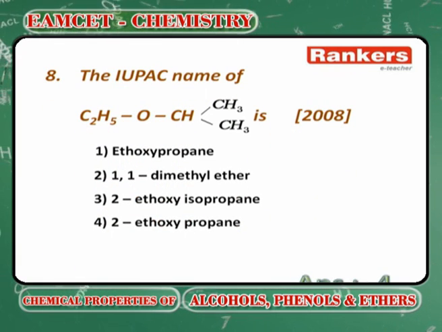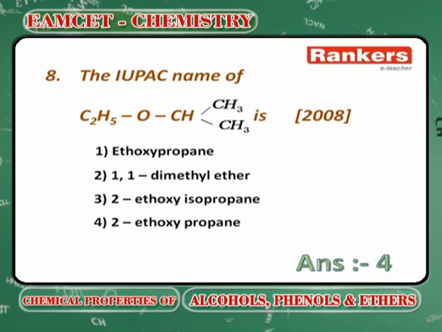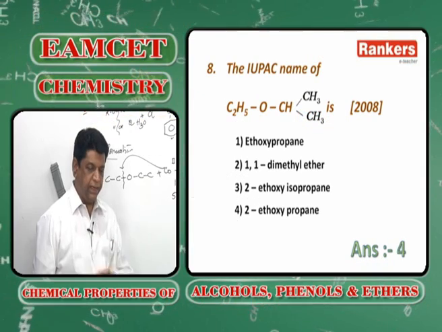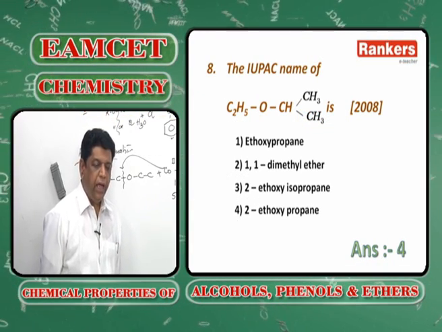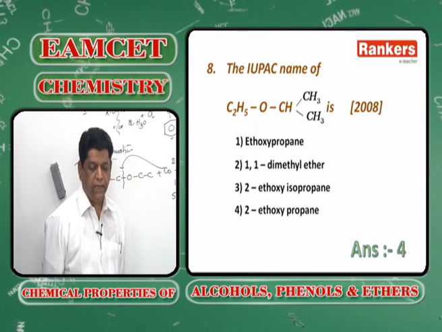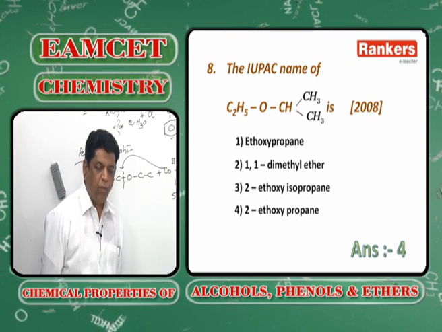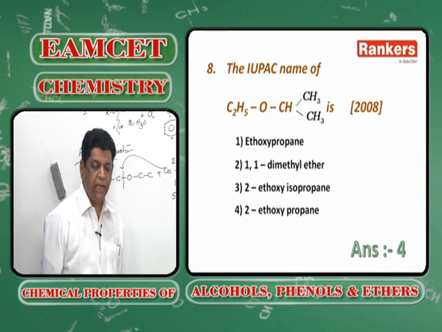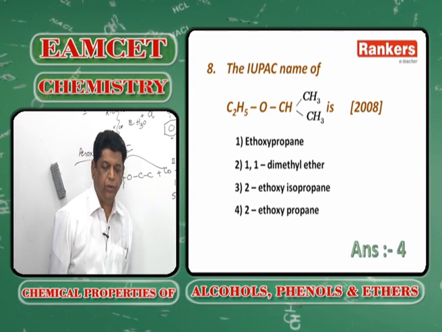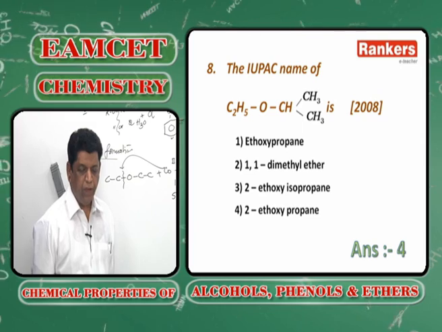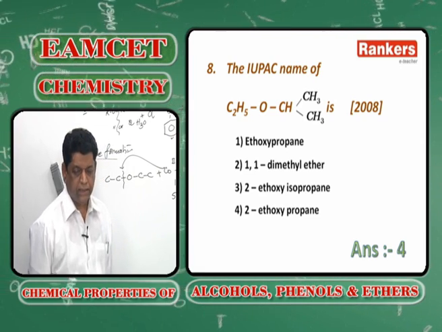The IUPAC name of this particular ether: one side an ethyl group is there, the other side an isopropyl. You can commonly call it ethyl isopropyl ether, but the isopropyl is taken as propane and the ethoxy is named as 2-ethoxypropane. 2-ethoxypropane is the IUPAC name. Answer 4 is the right answer. Next.